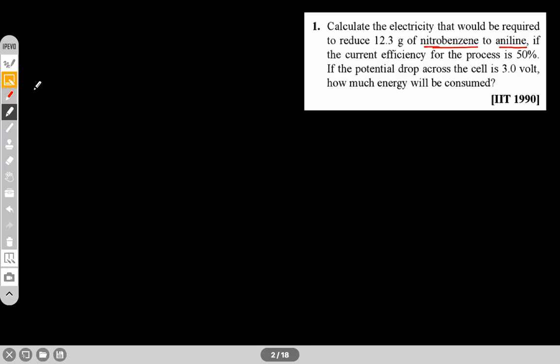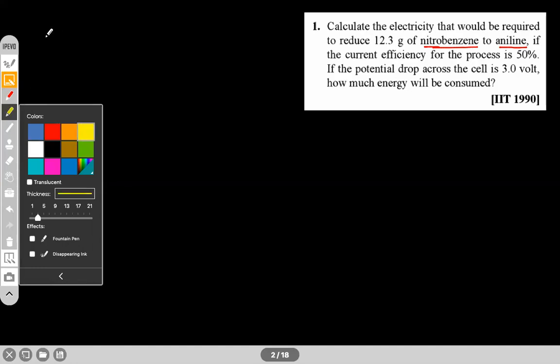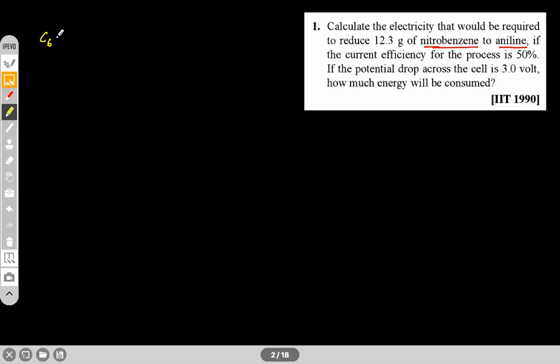Now we all know what nitrobenzene is. It is C6H5NO2, right? And it says to reduce nitrobenzene into aniline. And aniline is what? Aniline is C6H5NH2. This is the reaction we have, right?